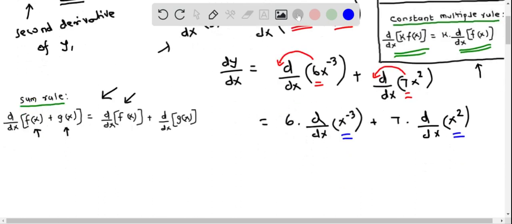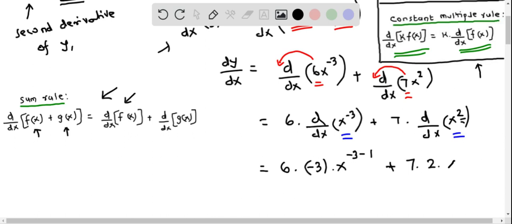So therefore we can write down this as 6 times, I put the negative 3 in front, and I put x raised to the power of negative 3 minus 1. I reduce the power by 1. And similarly, I have this constant 7, and then the exponent is 2.